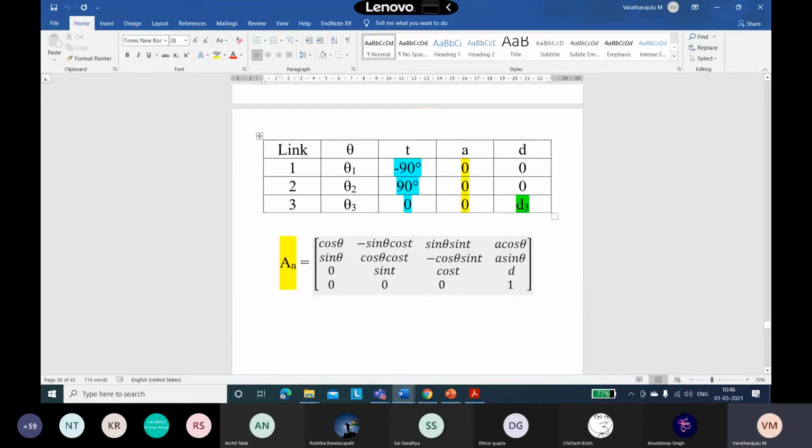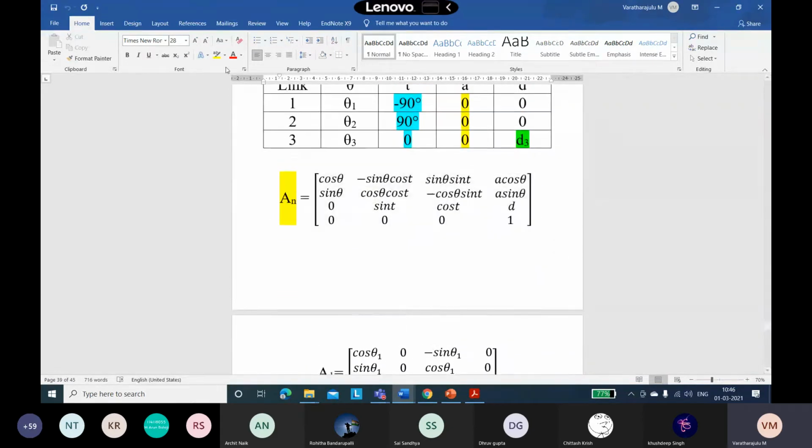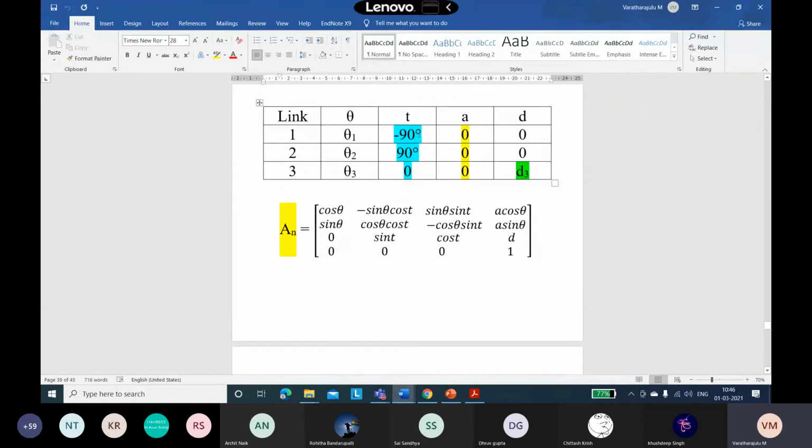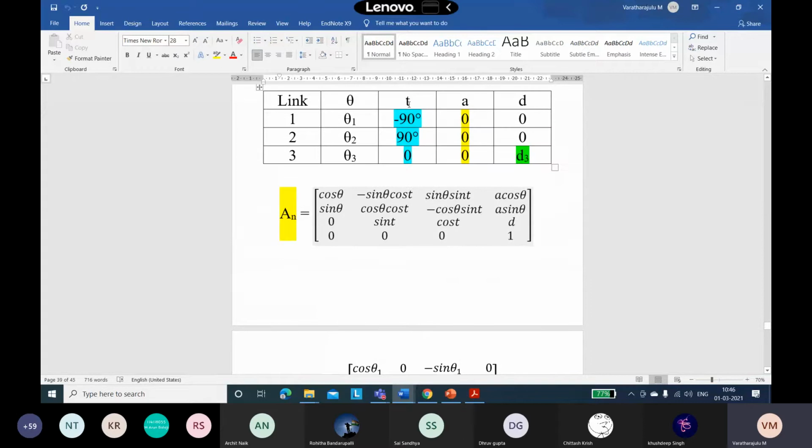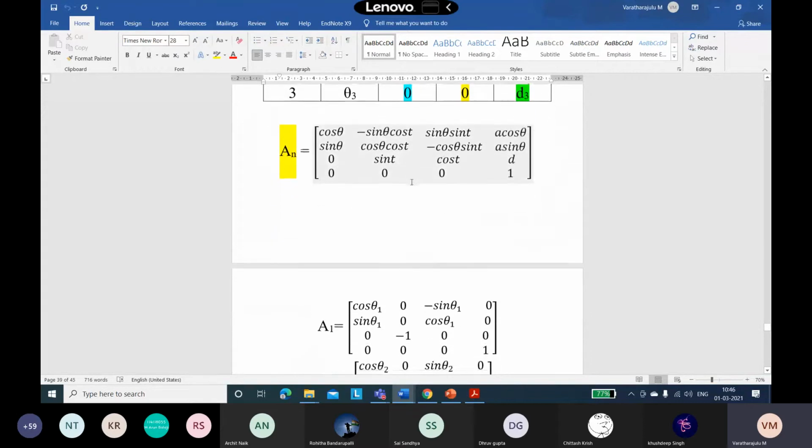Here by applying the first data, that is minus 90 degrees, 0 and 0, we will get, instead of cos theta, we are applying minus 90.